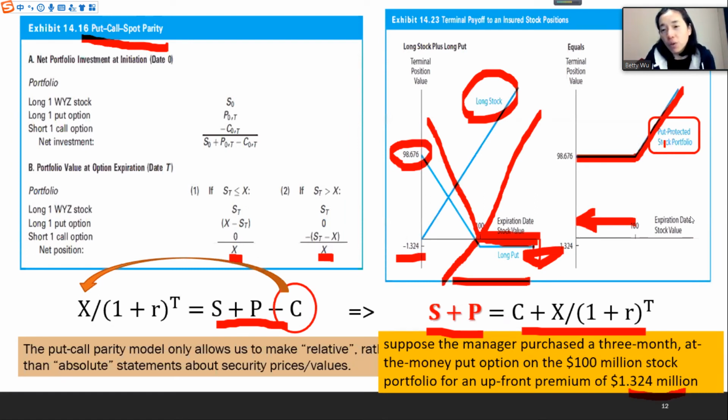Okay, so this is why we call it put protected stock portfolio. And this can be achieved by holding a call and a risk-free investment worth X in the next period.